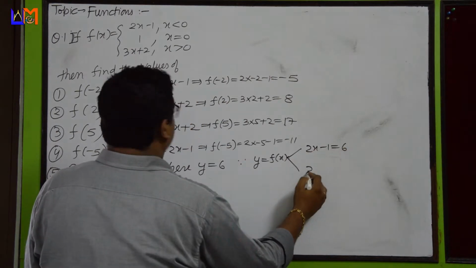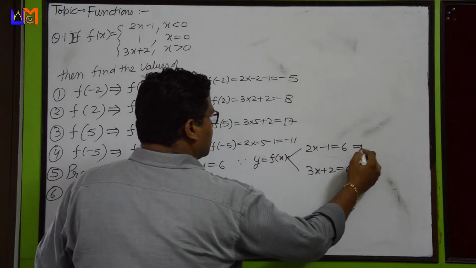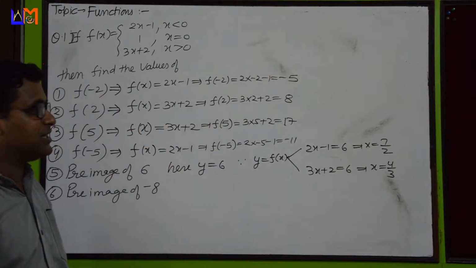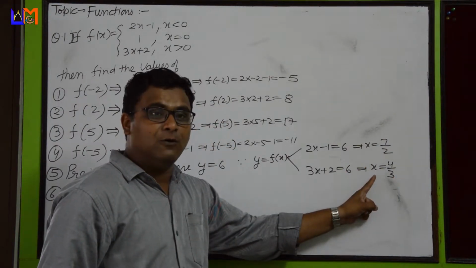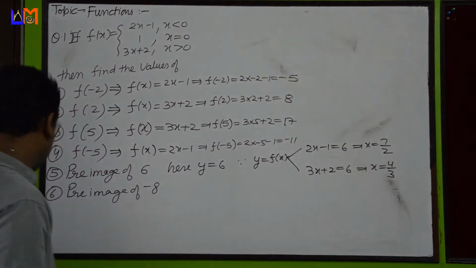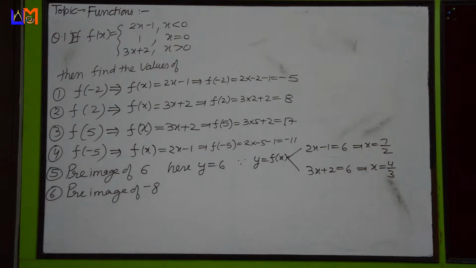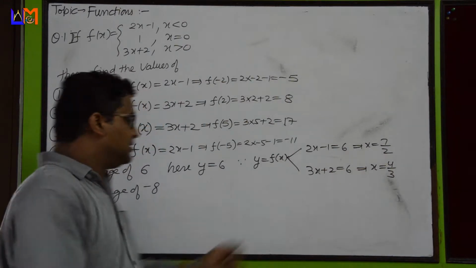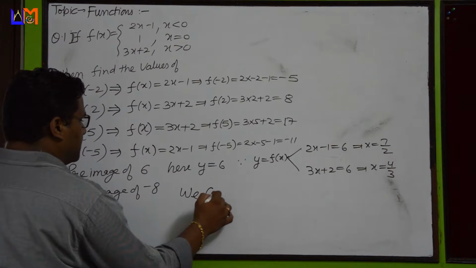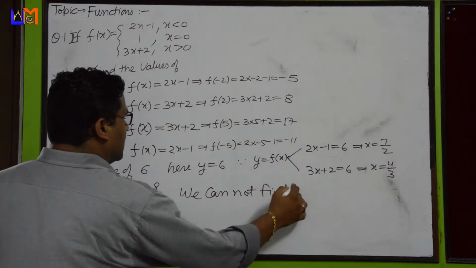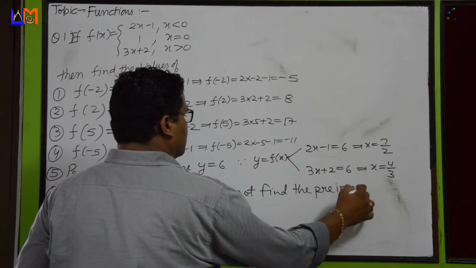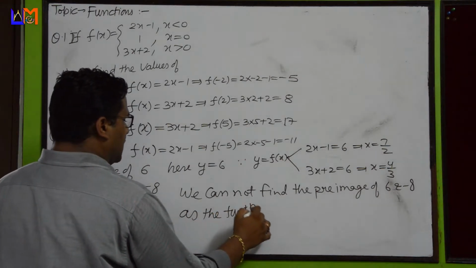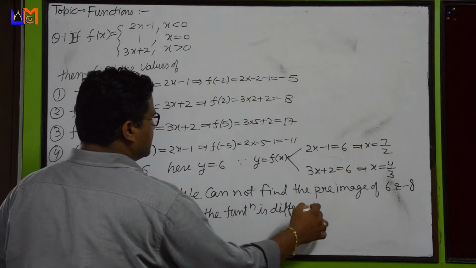2x minus 1 can be equal to 6, and 3x plus 2 can be equal to 6. From this x is 7 by 2 and from this x is 4 by 3. In both the cases x is greater than 0. So in this question, the pre-image of 6 or minus 8 is an absurd case because it is not defined which function to take. So we will write: we cannot find the pre-image of 6 and minus 8 as the function is different for different x.